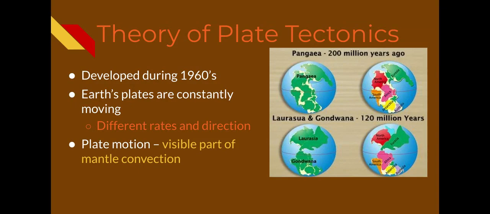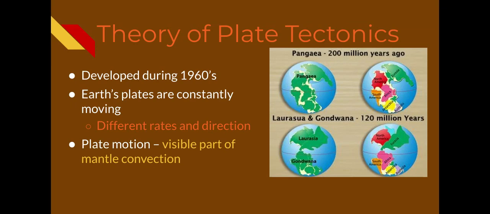So let's get into the theory of plate tectonics in a little more detail, now that we've had a little background information about some of the processes. The theory of plate tectonics is a very new science. It was developed during the 1960s. Earth's plates are constantly moving at different rates and in different directions, and that's what causes the continents to drift apart. Now, some of them might be drifting apart, but some of them are also getting closer together, and eventually they might join together over a long period of geologic time.